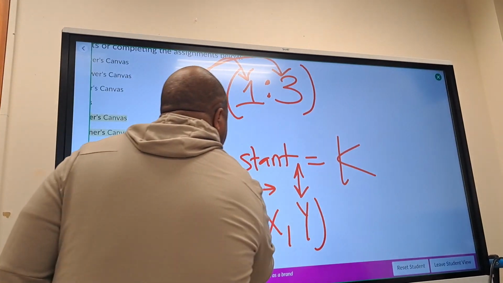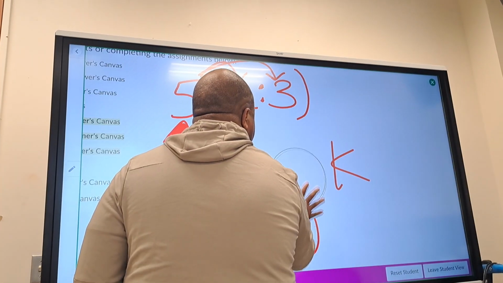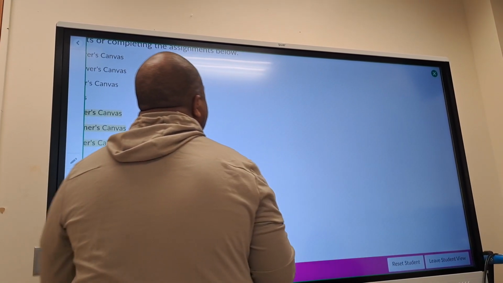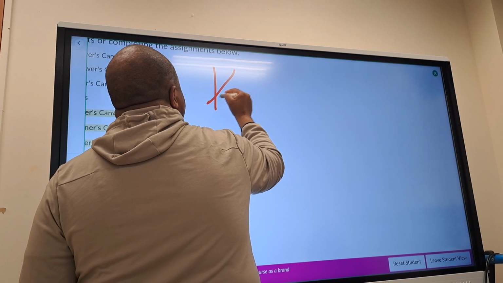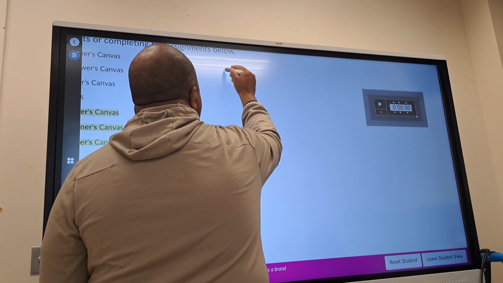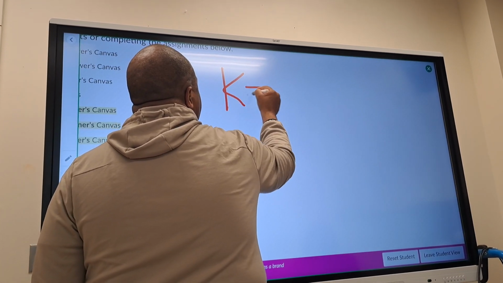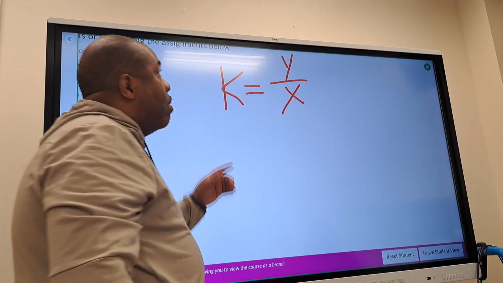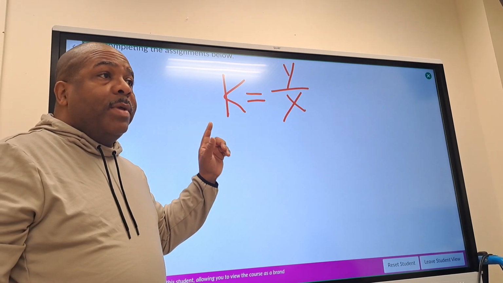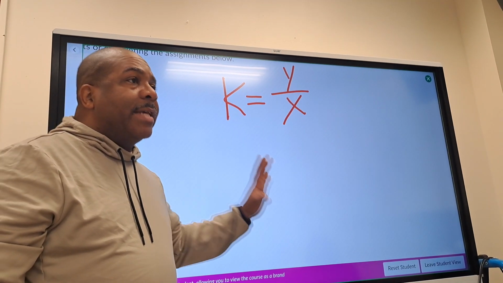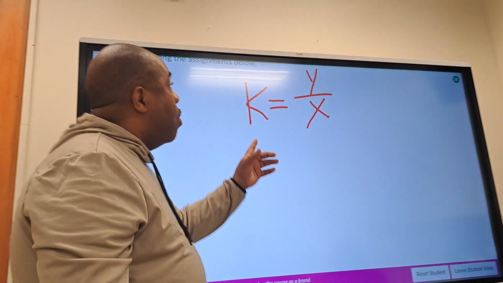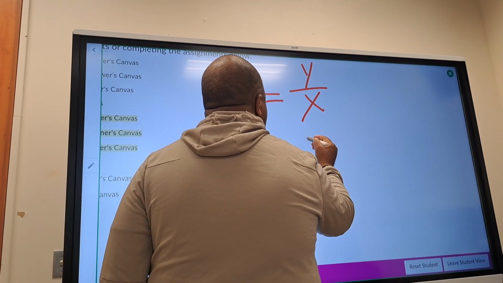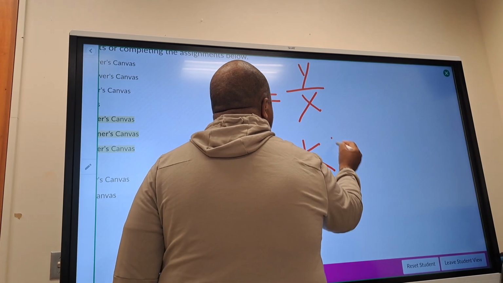All right, so here's the beautiful part about it. If we're trying to find out what a constant is, there's equations that we can use. One is K equals Y over X. Now, we just talked about Y and we just talked about X. It's the same thing. It hasn't changed. Or we can use Y equals KX.